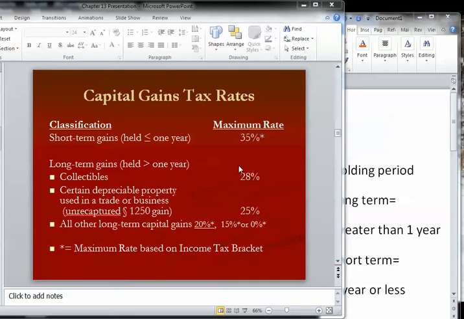So the ones you really will need to focus on is the fact that the short term are at your marginal tax rates. The long term collectibles have their separate rate of 28%. And then the other three, 20%, 15%, and zero, are based upon the marginal tax rate of the taxpayer. So the highest tax brackets would take a 20% rate, the bottom tax brackets would have 0% rate.